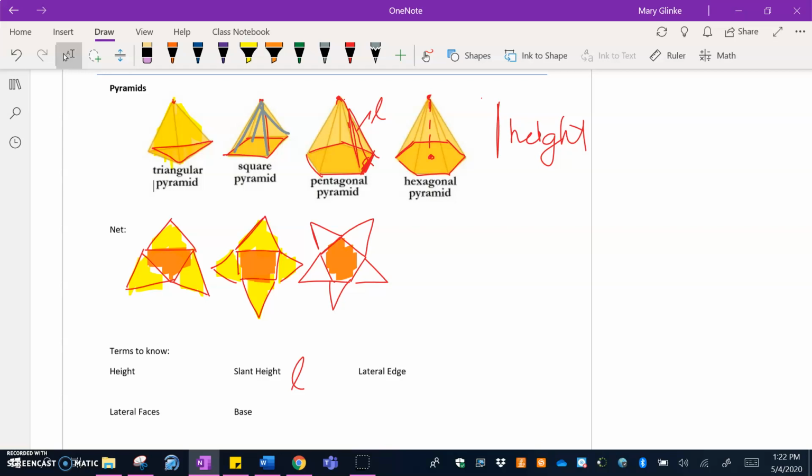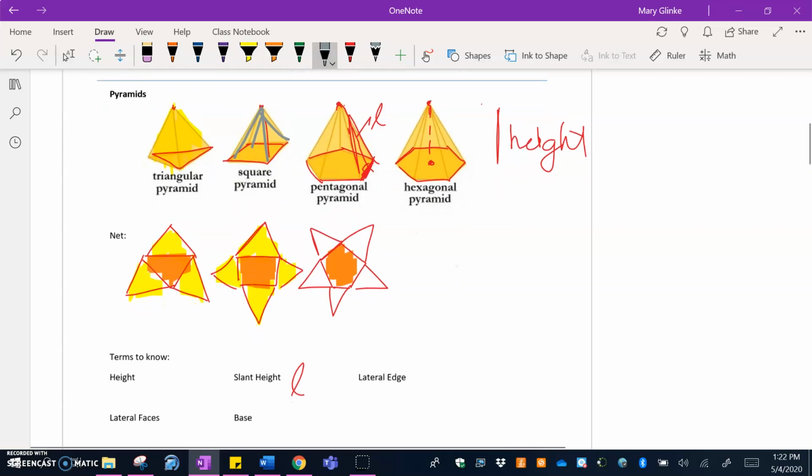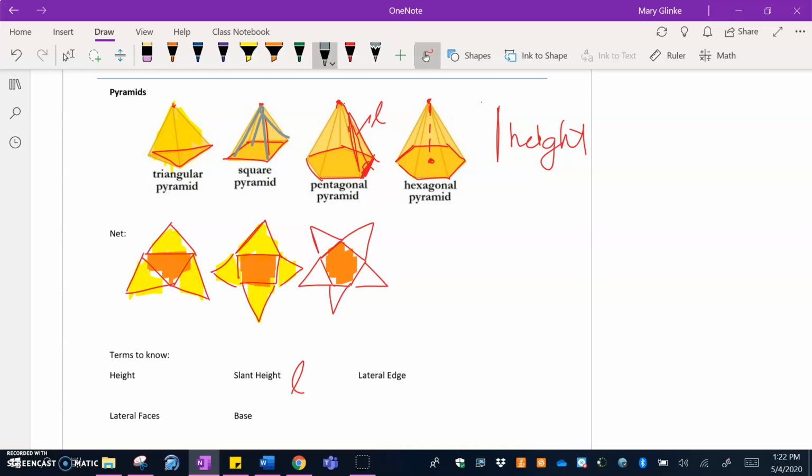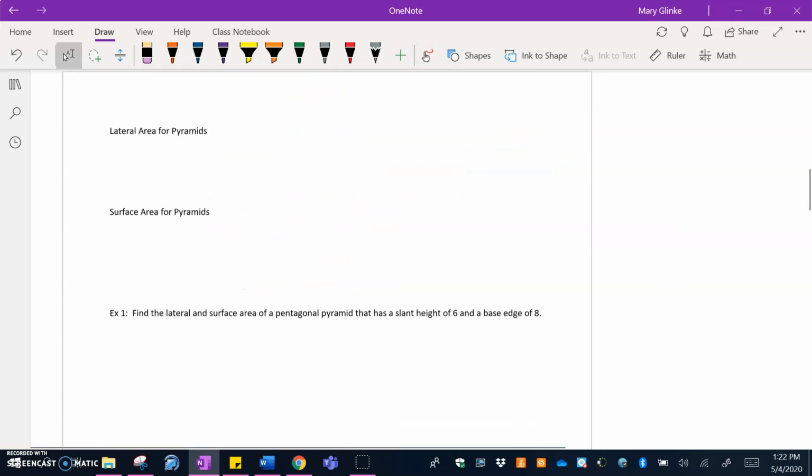So we're going to be able to do the lateral surface area and the total surface area. The lateral surface area is going to be the sum of the areas of all of the lateral faces together. And you'll notice that each of these lateral faces that we highlighted in yellow is a triangle. So we're going to be using our triangle formula within our lateral area formula.